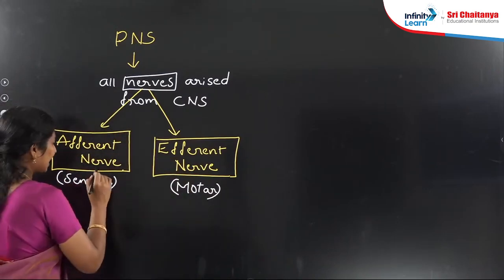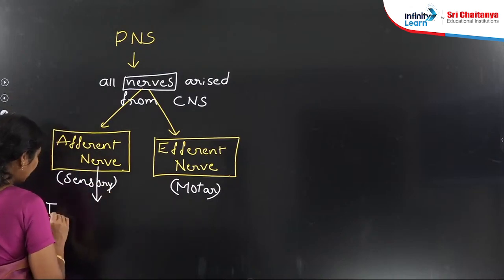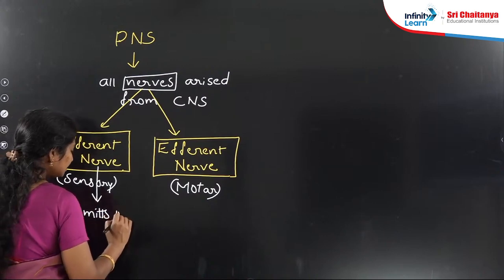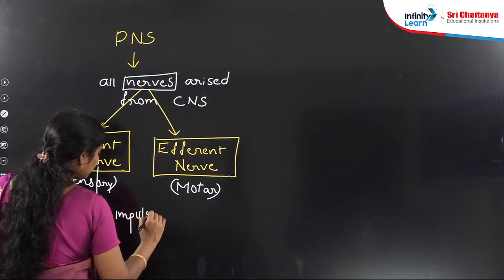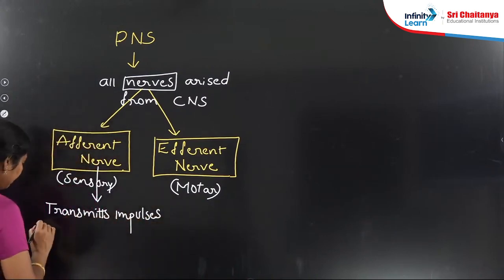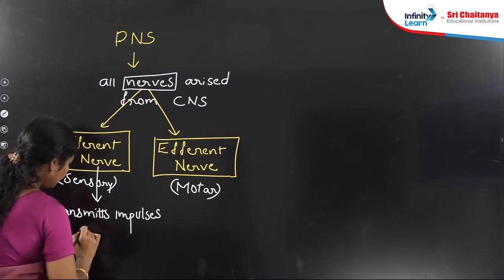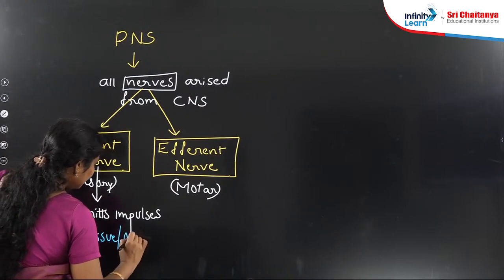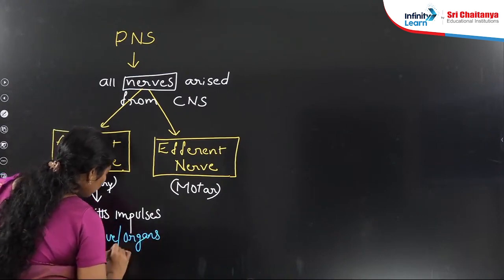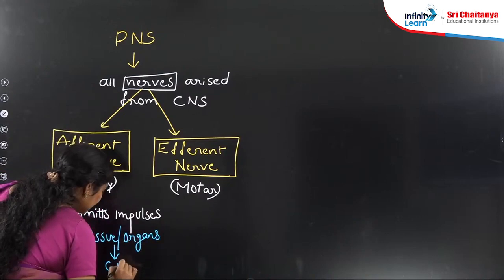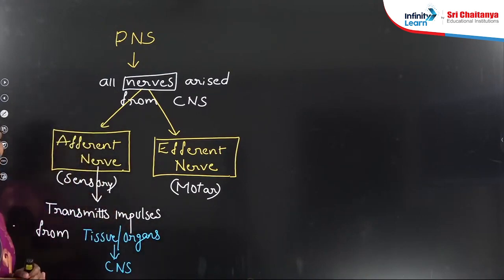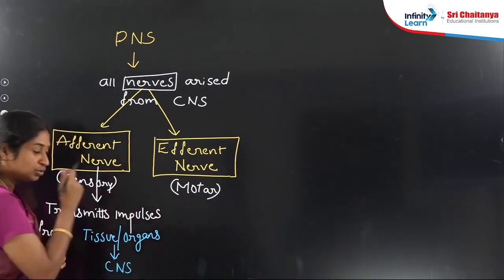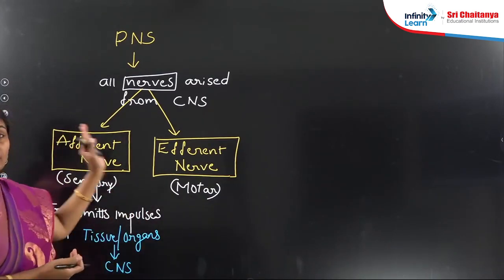So what is the role of afferent nerves? This afferent nerve transmits impulses from tissues or organs to the CNS. NCERT line, this one is important. Because it has a sensory role, it will transmit the impulses from sensory organs like eye, ear, nose, etc. directly to the CNS. So it is known as the sensory nerve or afferent nerve.